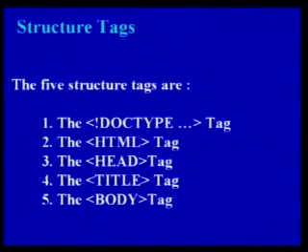Now the structure tags. The 5 structure tags are the doc type tag, the HTML tag, the head tag, the title tag and the body tag. The doc type tag defines what is the HTML version used while the document is compiled. And the HTML tag defines that the document is an HTML document. The head tag has the basic information about the title and other information. The title tag displays the title of the document window.